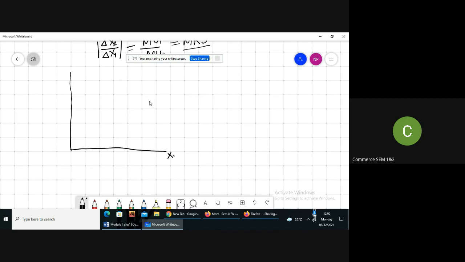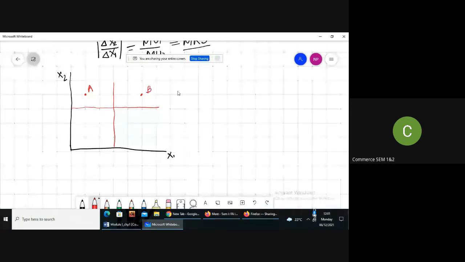So we are measuring x1 and x2 here. Now draw one vertical straight line and one horizontal straight line like this. Now take any point here, point A. Now take a point here, point B. Now tell me whether point A and point B will give you the same level of utility. Point A এবং point B তে কি একই utility থাকবে?